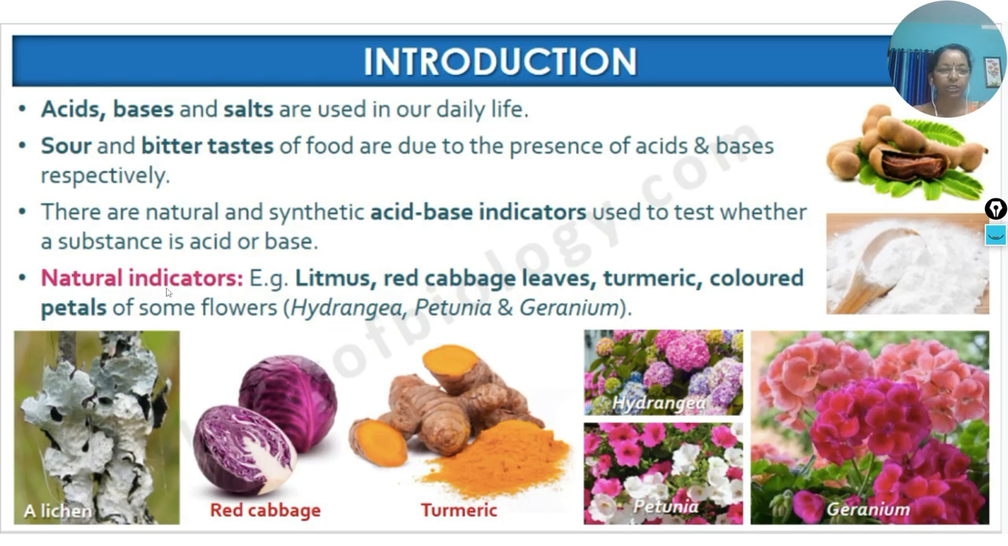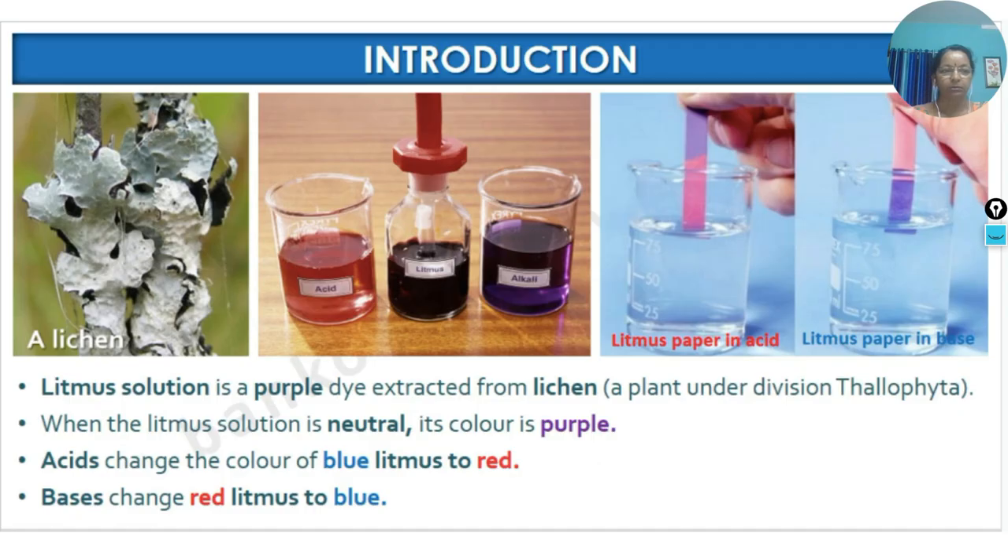First, we'll talk about natural indicators. Examples are litmus, which is taken from a plant called lichen, then red cabbage, turmeric, hydrangea flower, petunia flower, geranium flower, tamarind, etc. These are examples of natural acid-base indicators. We'll discuss them one by one. First one, the litmus solution. Litmus solution is taken from a plant called lichen.